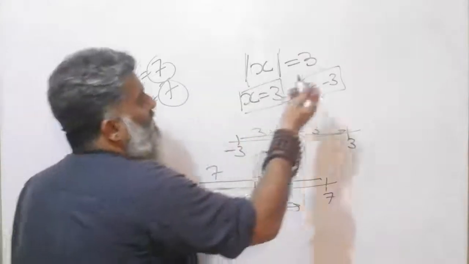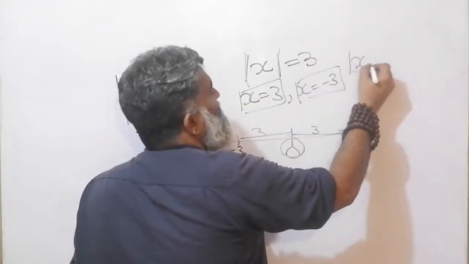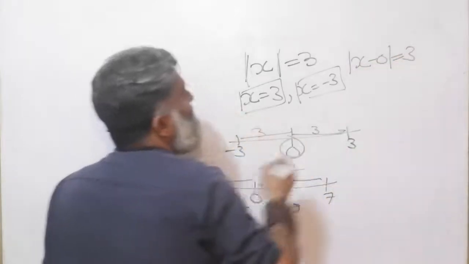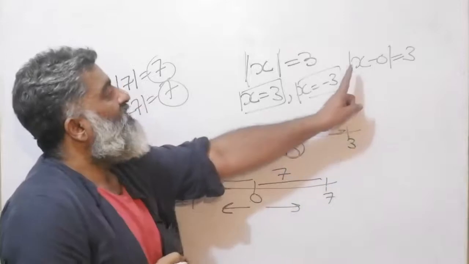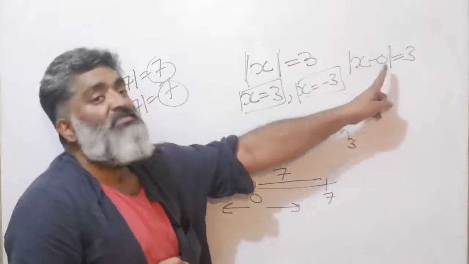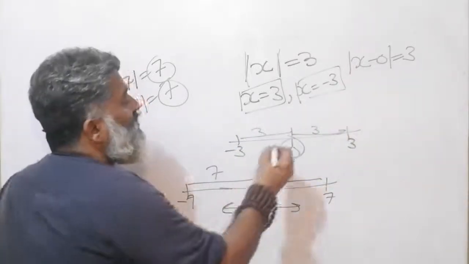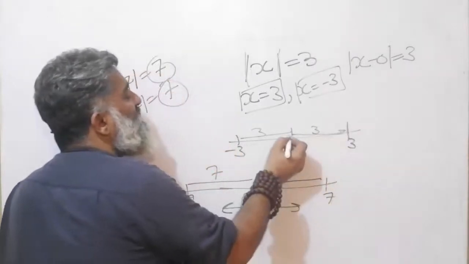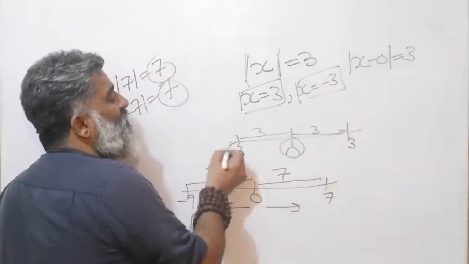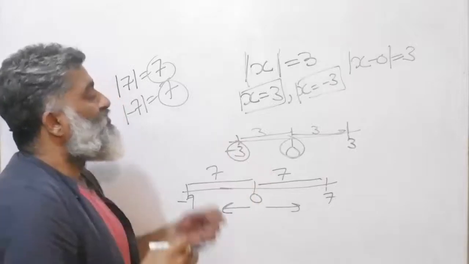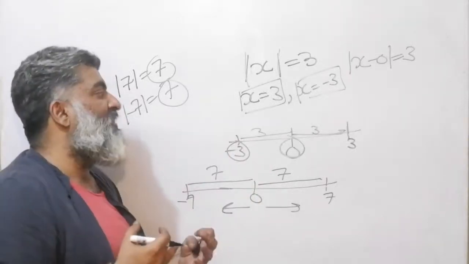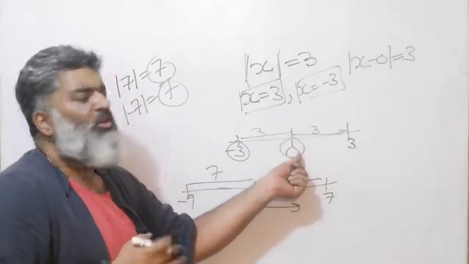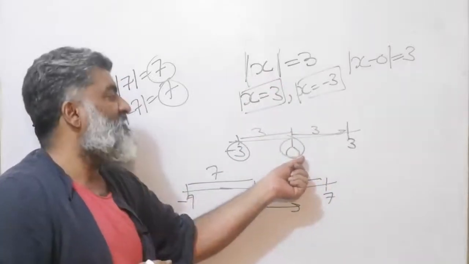Just to be clear, or for future purposes, instead of this, let me write mod of x minus 0 equal to 3. So the distance of x from 0 is 3. So from 0, if you go 3 points in this direction, you reach 3. From 0, if you go 3 points in this direction, you get minus 3. Right? So just getting started with the idea of understanding the mod as a distance from the origin, and later we'll see from any point as such.